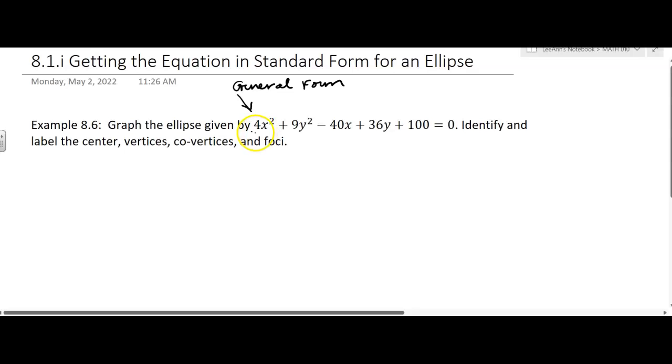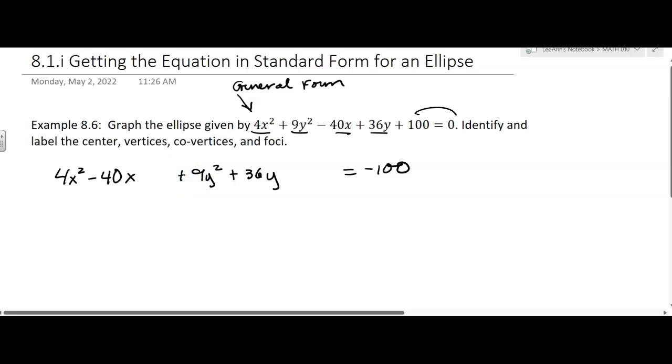So what we do is we take the x terms. So I have 4x squared minus 40x, and leave yourself a little space, and then the y terms, so 9y squared plus 36y, and then the constant we're going to put on the other side. Okay, so that's kind of how you set it up.